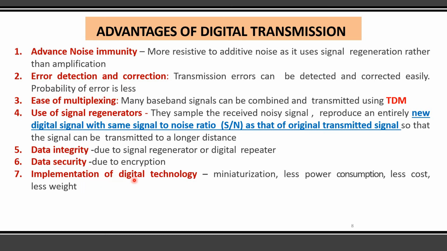Then implementation of digital technology, or IC technology. When we process the digital signal, we can use digital technology. That will miniaturize the total transmitter size and also the receiver size or receiver module. Power consumption is also less in digital communication compared with analog communication. Less cost, because with mass manufacturing of ICs, the cost of the entire module, transmitter or receiver, will reduce by using IC technology. Less weight compared with the analog communication system.